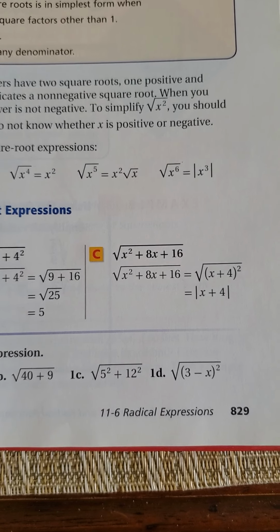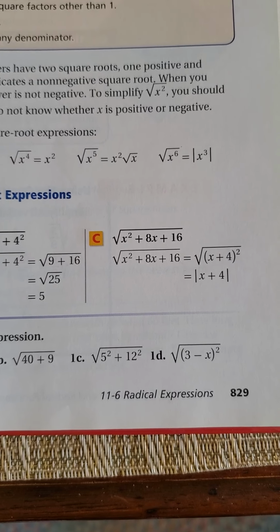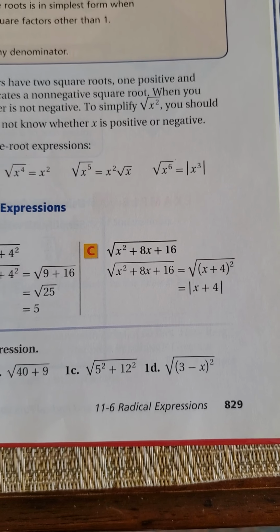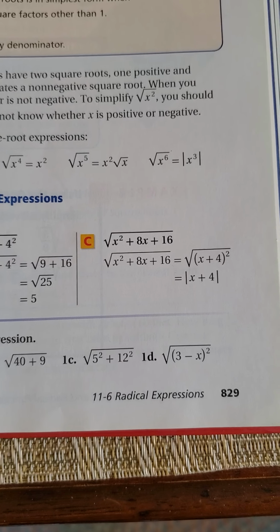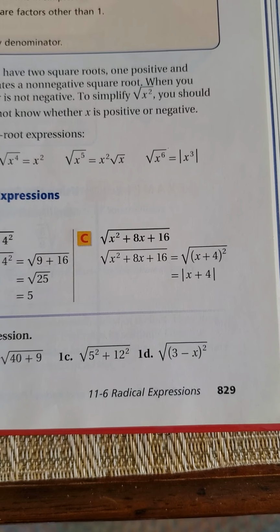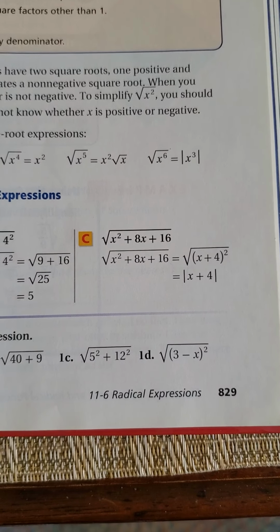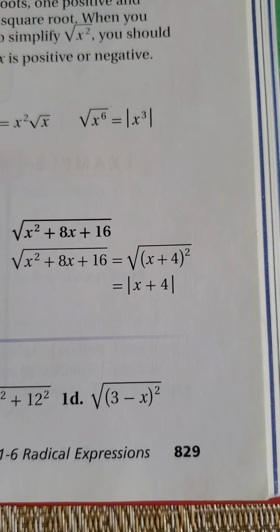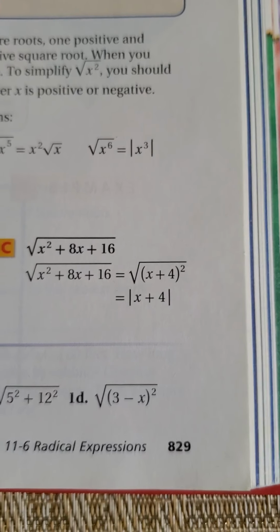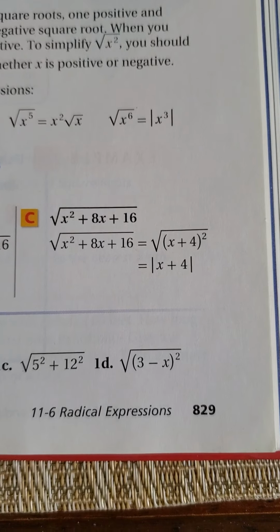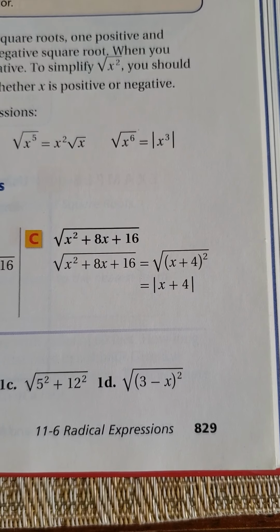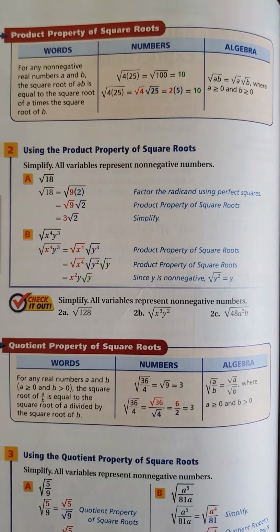This one, don't worry about too much. We're not going to really get into much of this, but for future reference, you could figure out that the square root of x squared plus 8x plus 16 is actually x plus 4 times x plus 4. So that's written as the square root of x plus 4 squared, but don't worry about that one too much. That's something maybe in the future you would see in an Algebra 2 class.